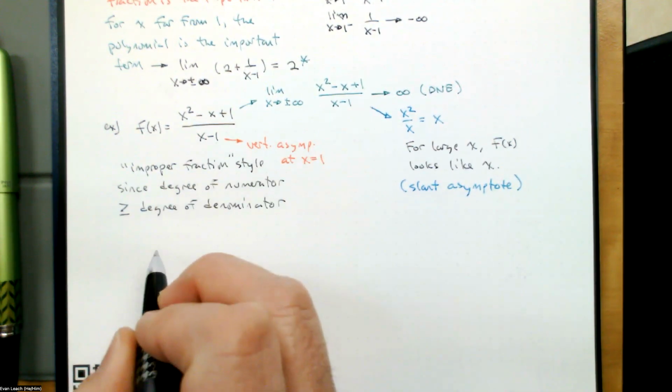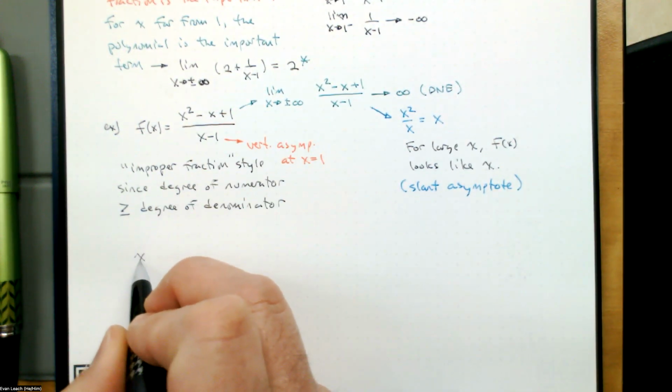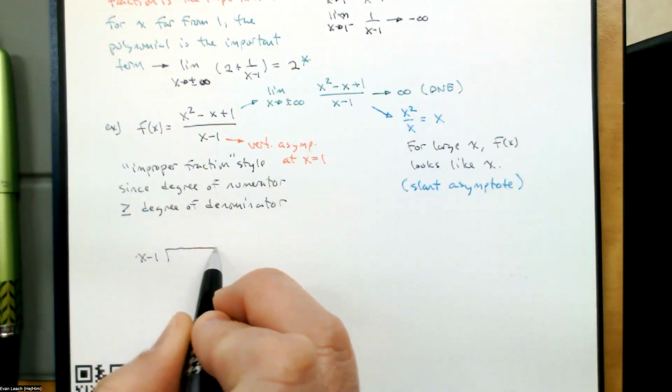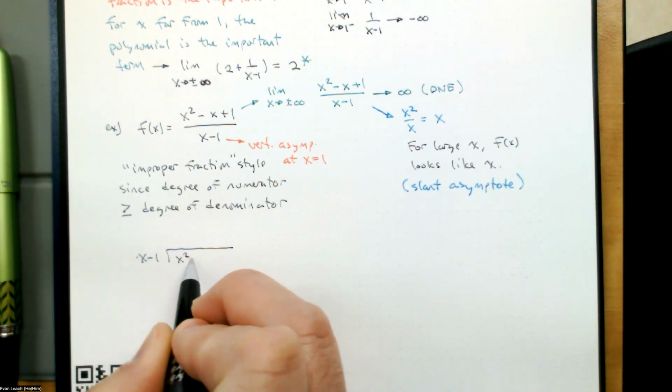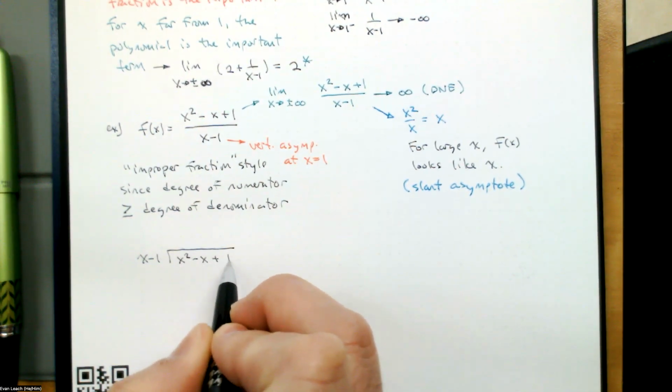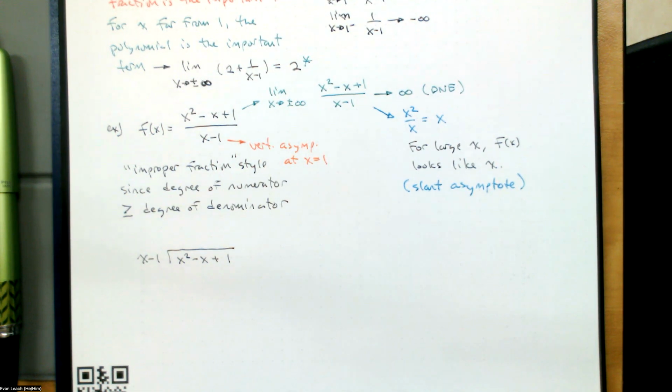So if I want to rewrite this in mixed number style, I'm going to take x minus 1 and I'm just going to divide this into x squared minus x plus 1. Now, if you're thinking, dude, it's divided by a monic linear, the denominator is monic and linear, why don't you just do synthetic division? I am doing synthetic division. I'm just including more details because we need to see that this is the same thing.